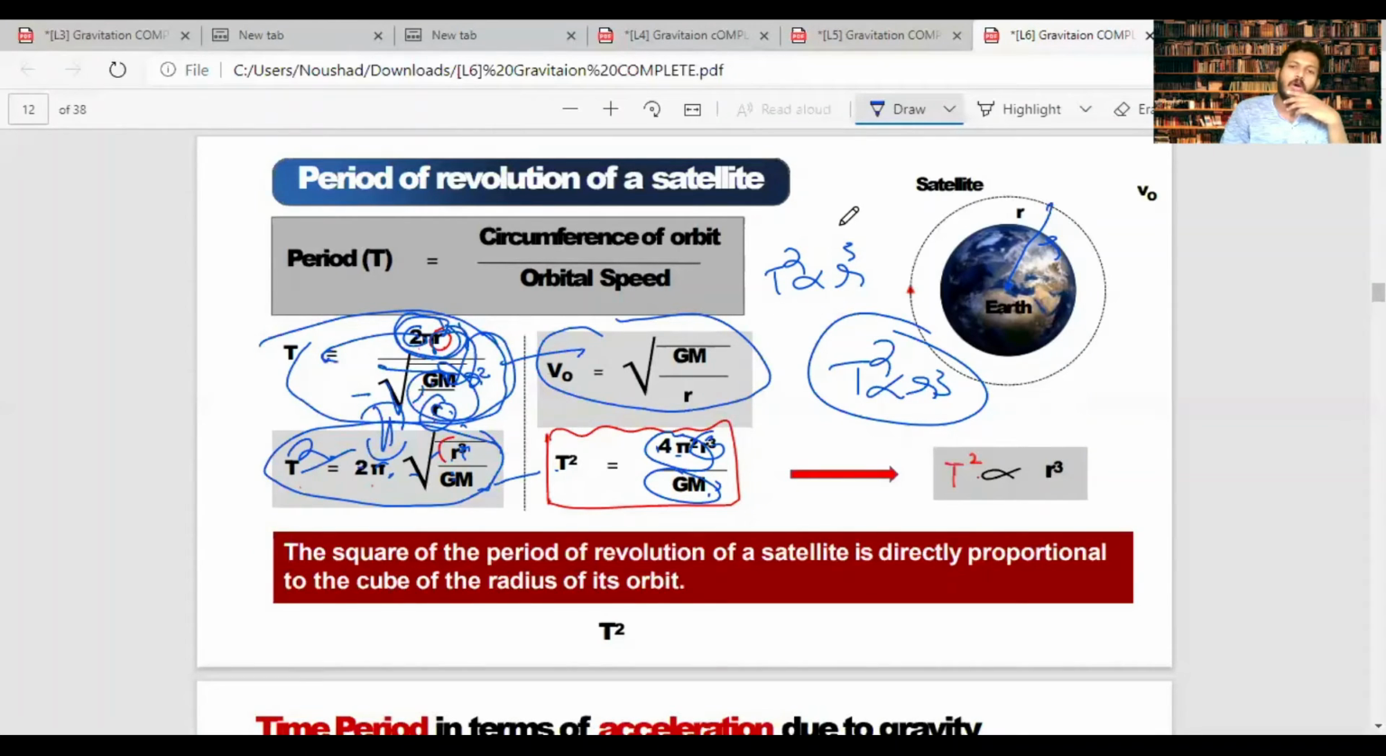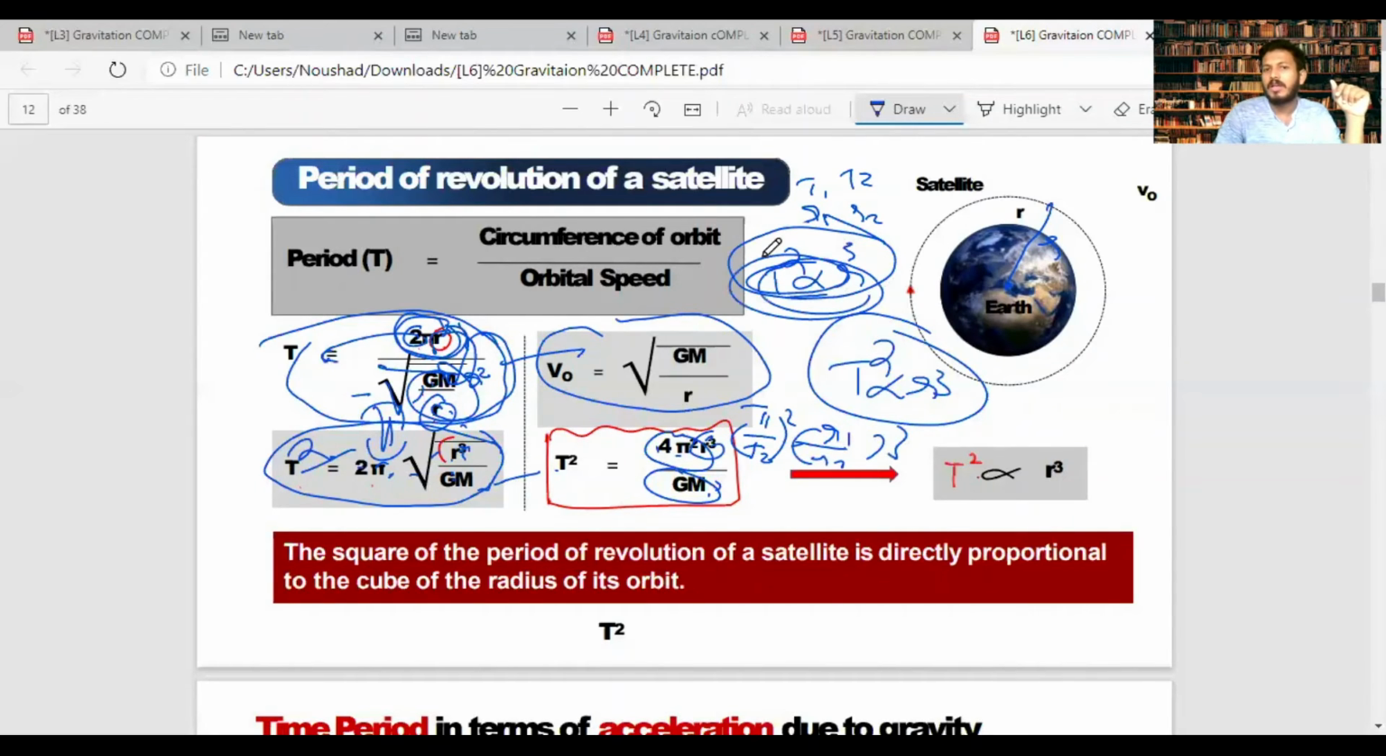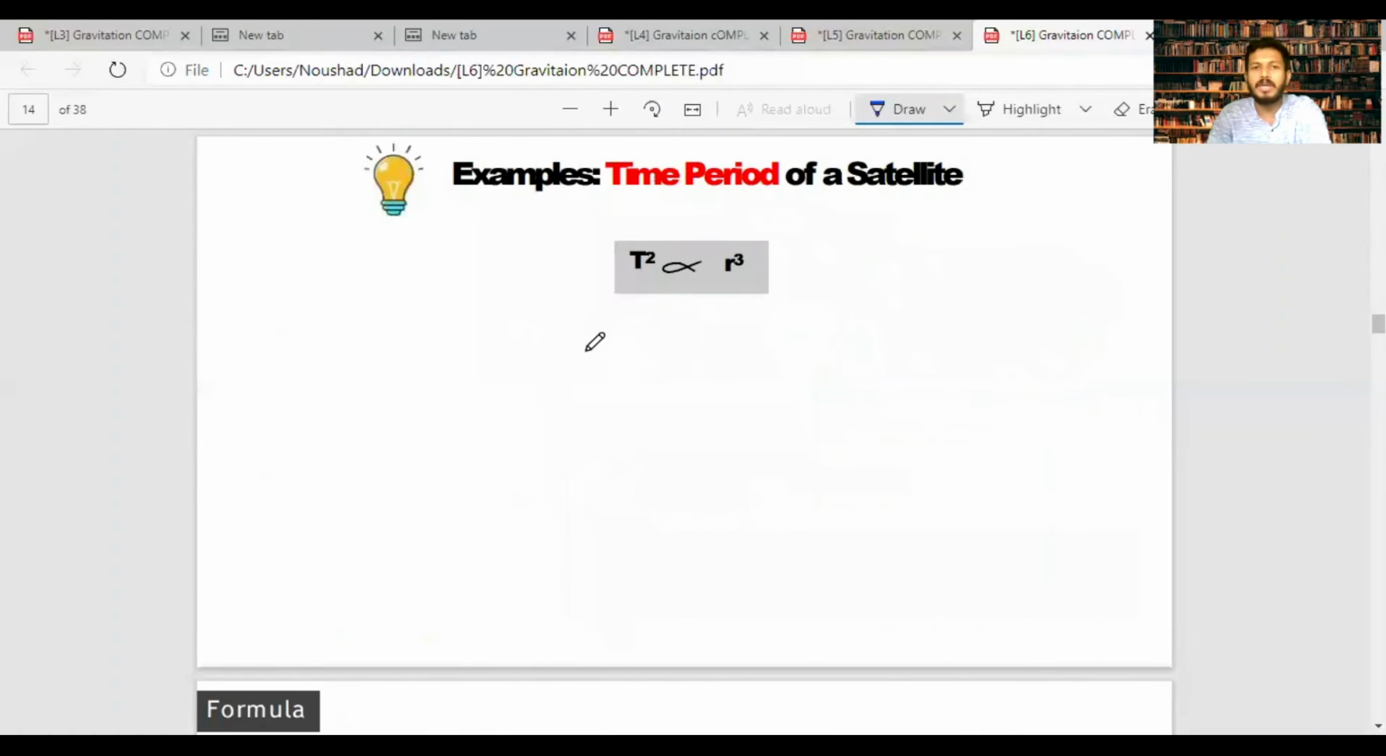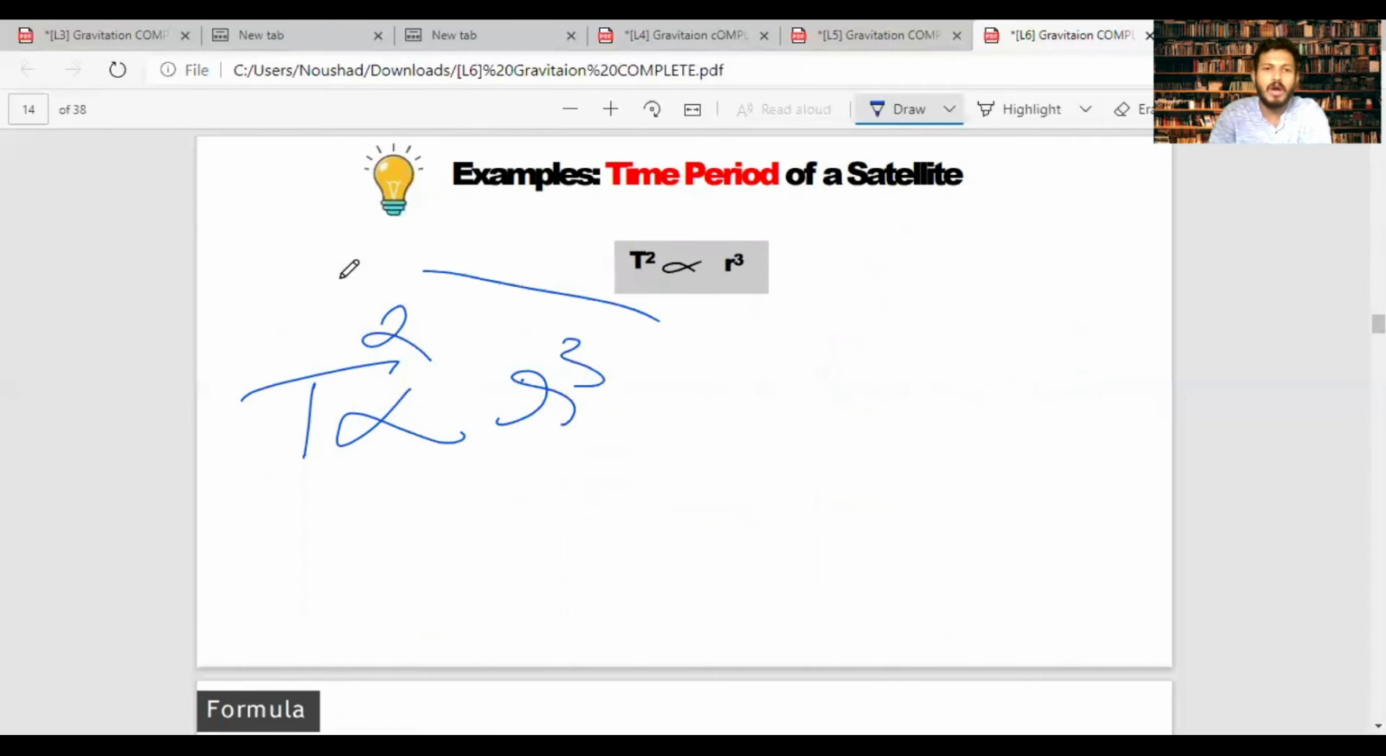From here, optional questions and ratio questions are also asked. Given a T1, another given T2, and radius r1 is given, what is r2? Put the values in this equation. From here, T1 by T2 all square is equal to r1 by r2 whole cube. Make the equation from here, and it's a very important topic. The time period square is directly proportional to r cube.